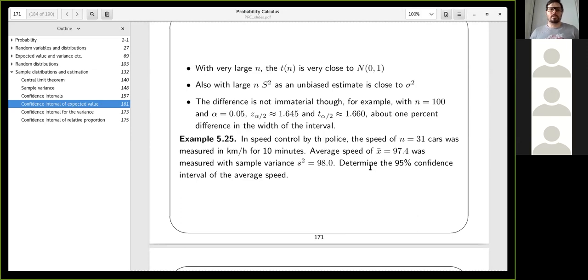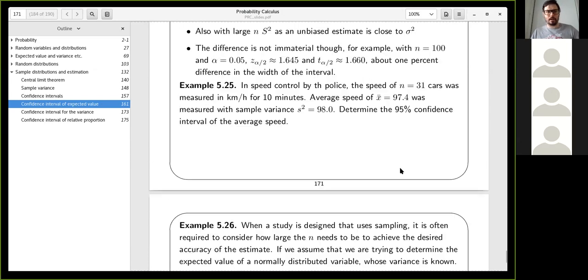There's another example. In speed control by the police, the speed of 31 cars was measured in kilometers per hour for 10 minutes. 10 minutes doesn't matter. For the average speed, we use a small lowercase x because this is the actual measured value. We got 97.4 kilometers per hour, and the sample variance turned out to be 98. So, determine the 95% confidence interval for the average speed.